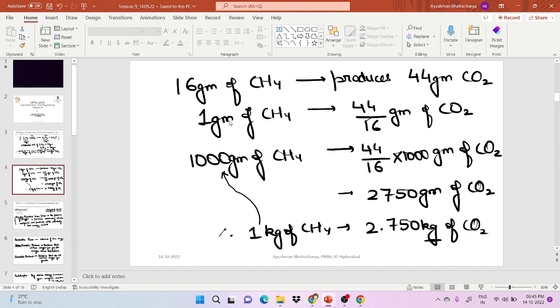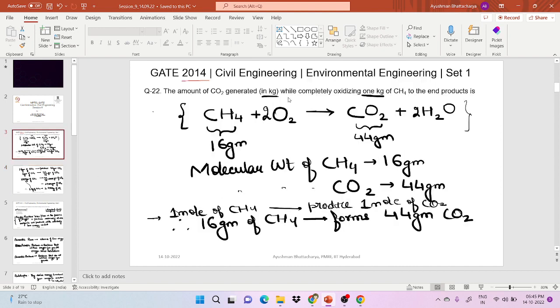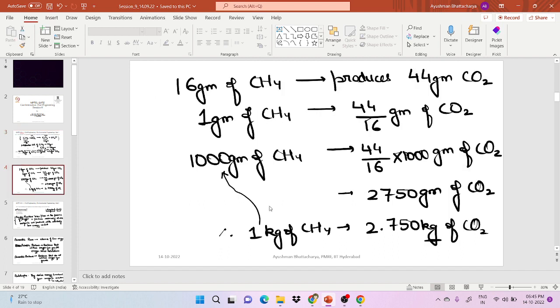Since the question is asking about 1 kg, and 1 kg means 1000 gram, 1000 gram of CH4 will produce this much CO2, 2750 gram of CO2. But in the question they are asking in terms of kg, so it will be 2.750 kg. In GATE, always first see the unit, and based on that only report your answer. So it is 2.750 kg of CO2.